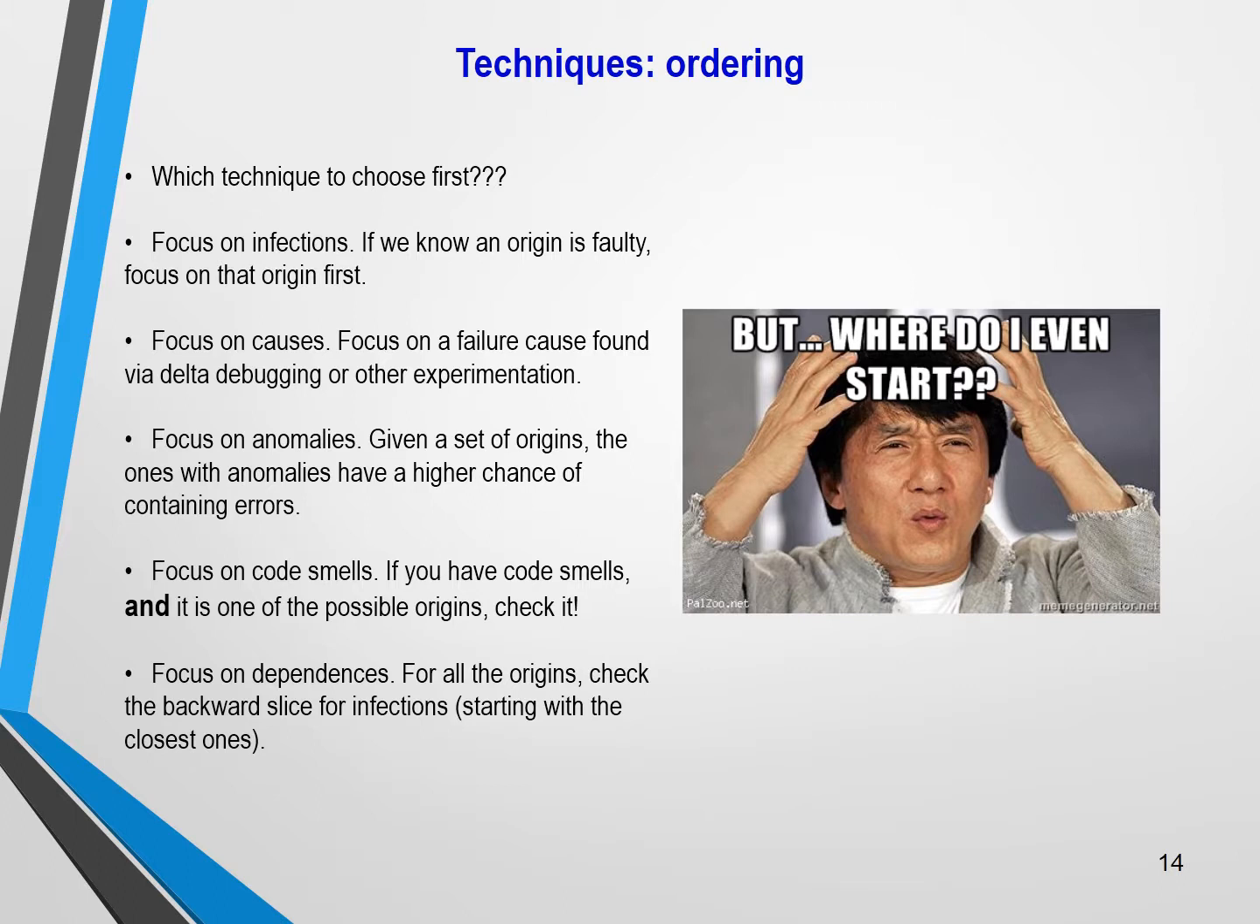The next step would be to focus on causes. Since causes are experimentally proven to have caused the failure, we should focus on the failure cause. This could be found via delta debugging or other experimentation process. The next thing we should do is focus on anomalies. Since anomalies are often correlated with failures, this is another good place to start. Given a set of origins, the ones with the anomalies have a higher chance of containing errors. And then the next thing to do would be to focus on code smells. If you have code smells, and it is one of your possible origins, you should check those.